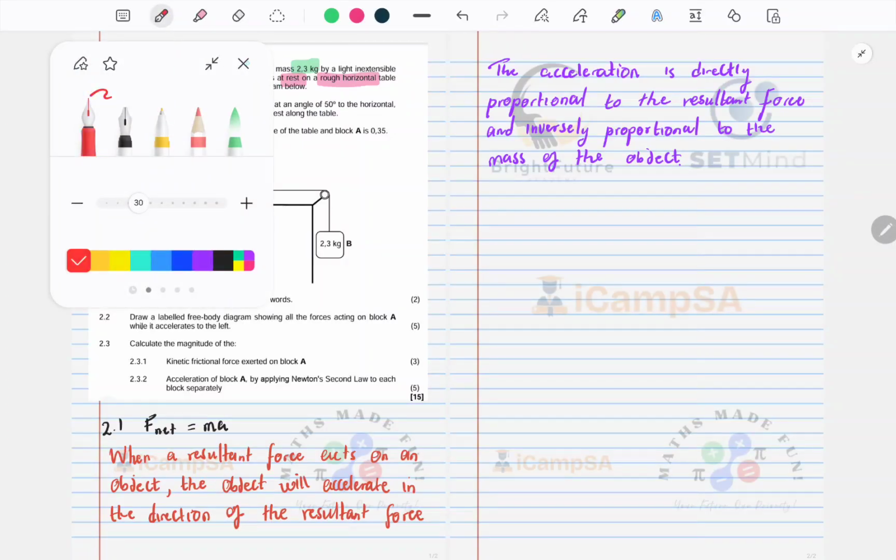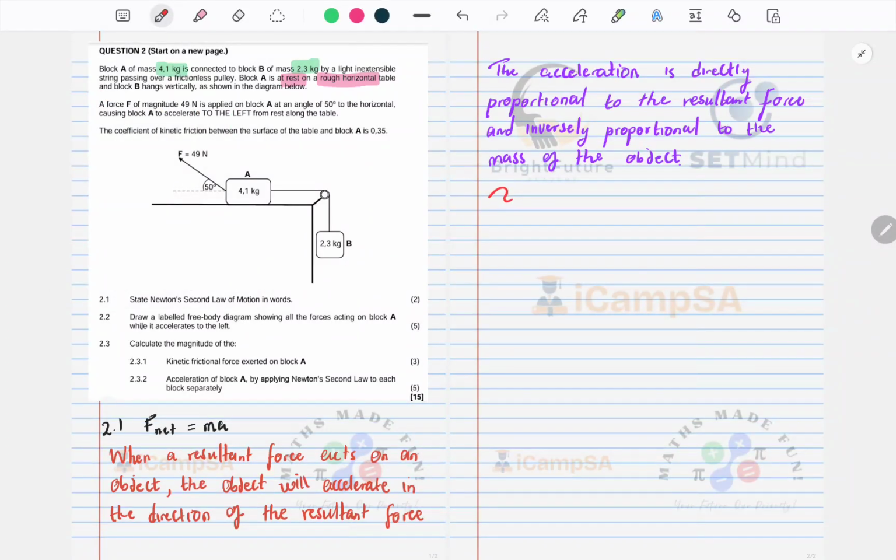So then we have 2.2. They are asking us to draw a labeled free body diagram showing all forces acting on block A while it accelerates to the left. Now this is on a flat surface, right? So let's start with a dot to show that this is the body. It's a free body diagram. We have a dot here.